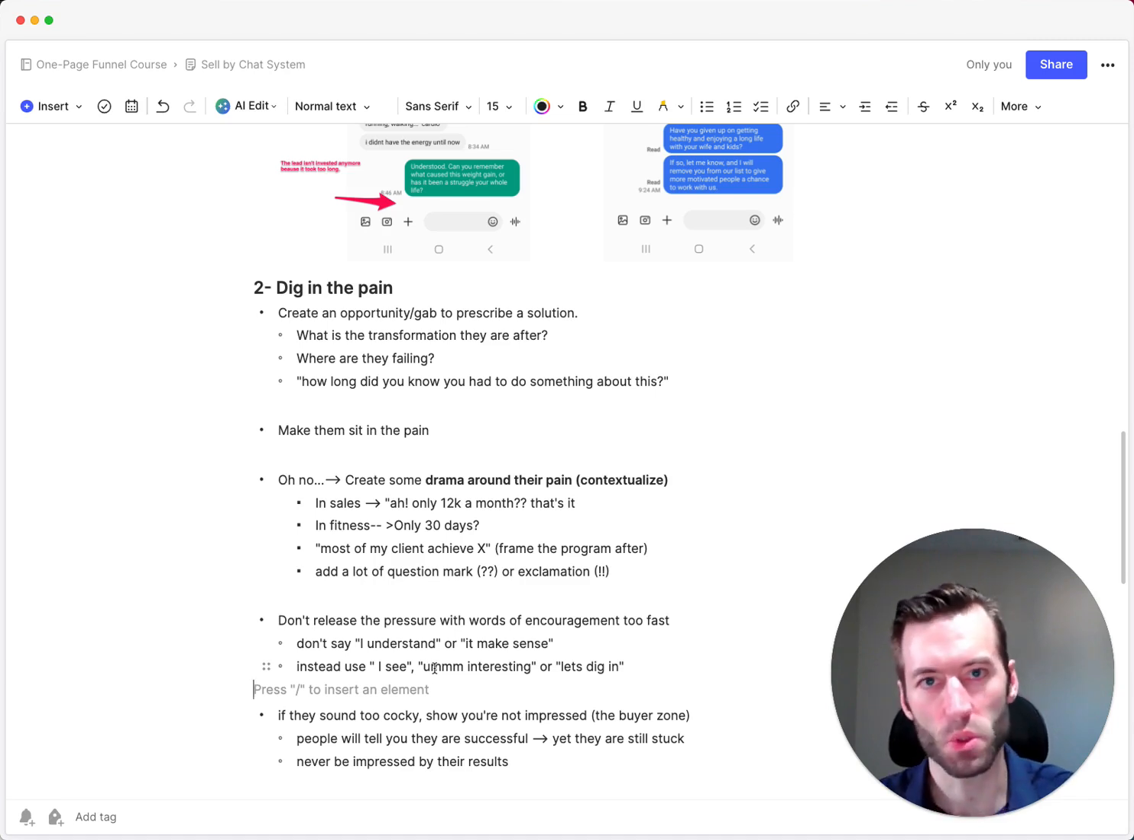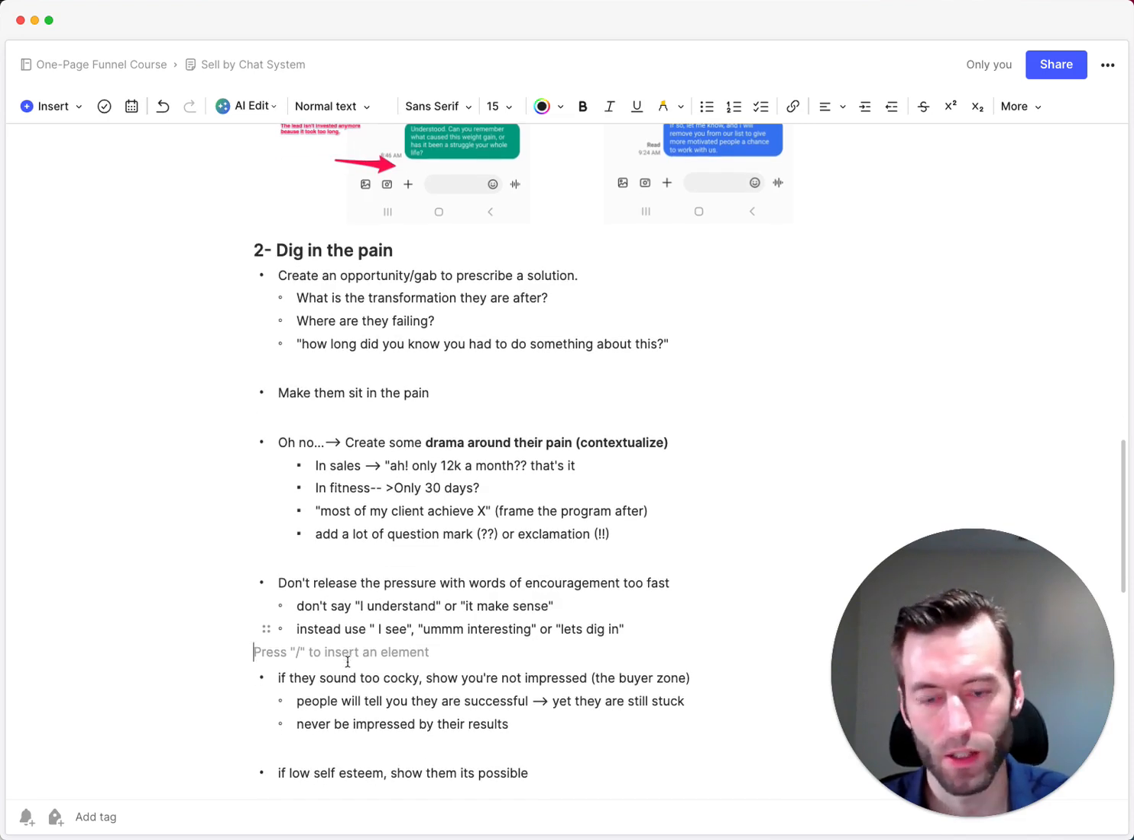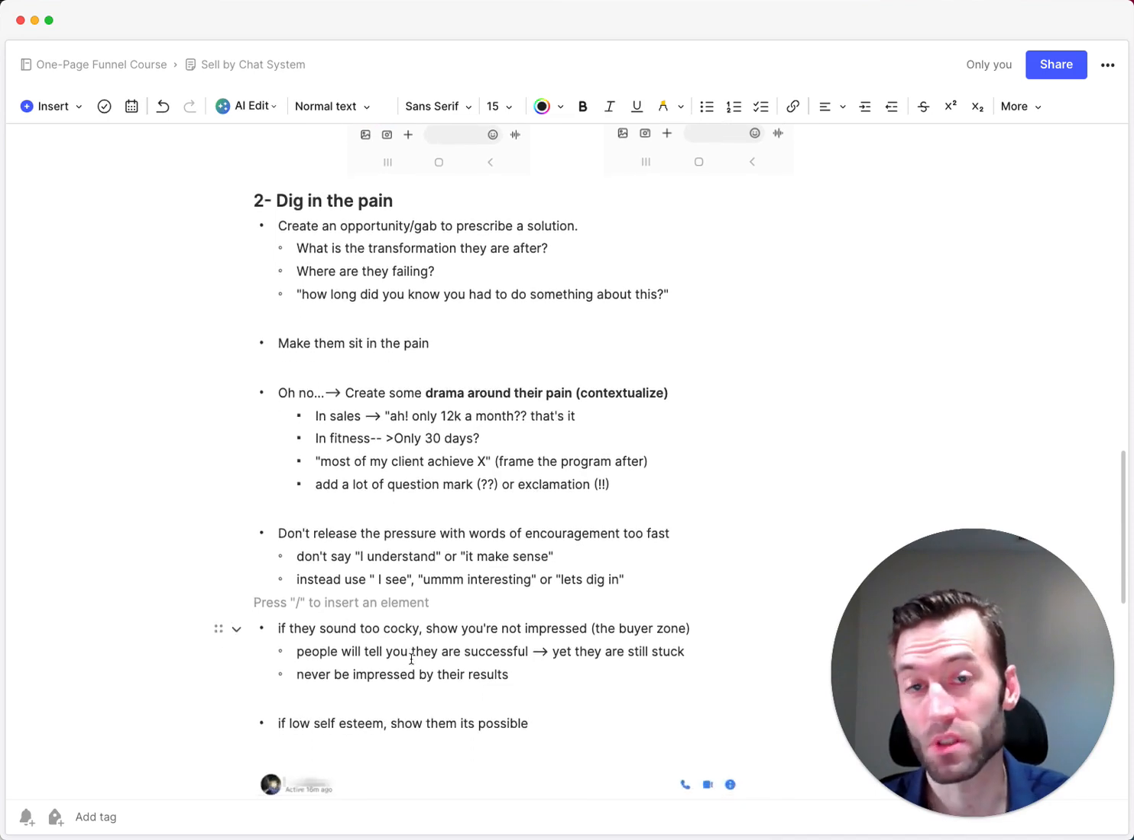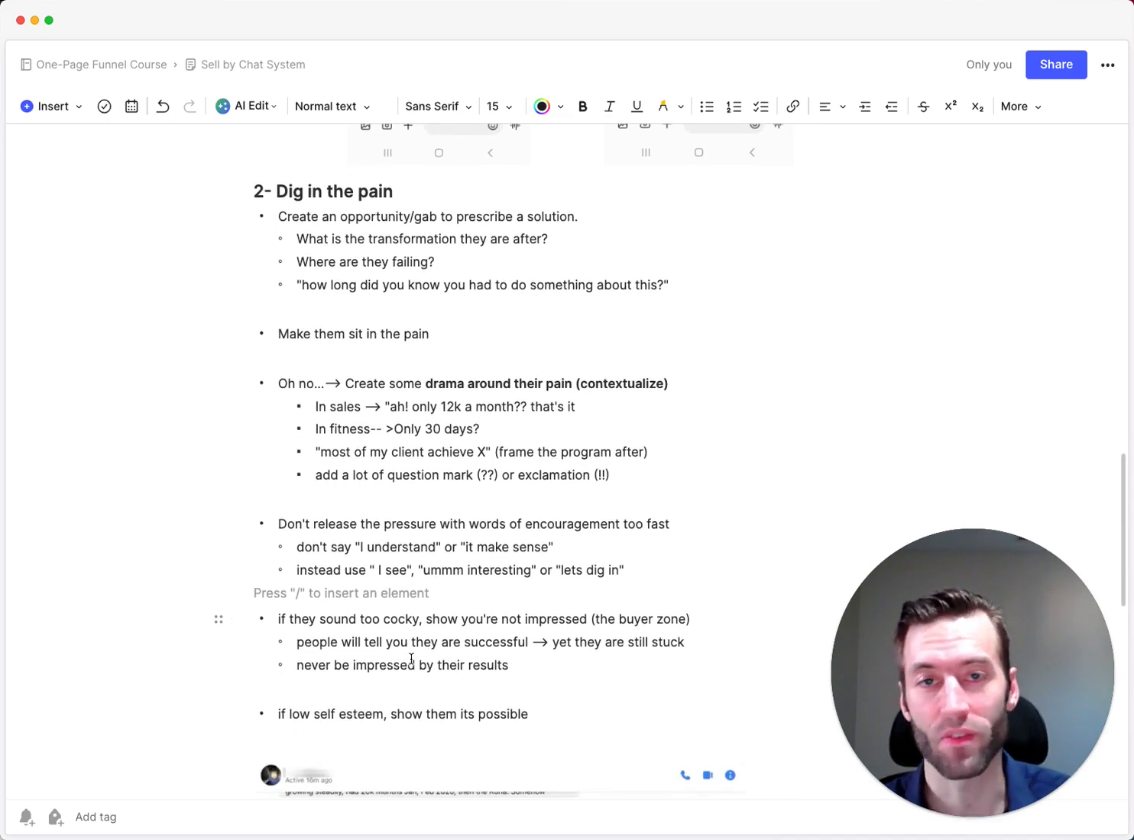And that's your job to do that as a coach. And if they sound too cocky, you need to show that you're not impressed because you've seen much better. And sometimes you will see the opposite. They will have low self-esteem. So in that case, you need to do the reverse. You need to show them that it's possible, that they can make progress forward. And you need to show them the way.